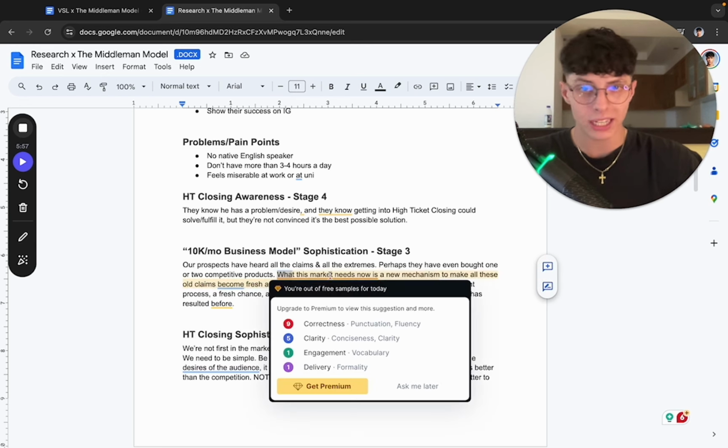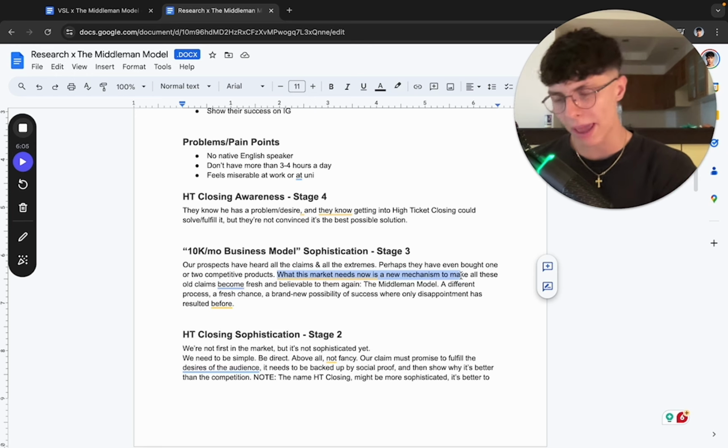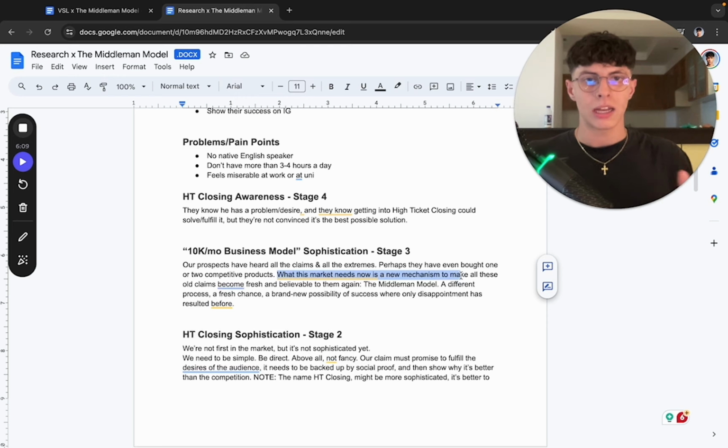They want a new mechanism that makes them think, wow, so 10K a month is still doable. Even though I failed with copywriting, even though I failed with SMMA, even though I failed with IPGA, there's this new business model that is allowing people to actually get to 10K. So there's hope. That's what a new and unique mechanism is.